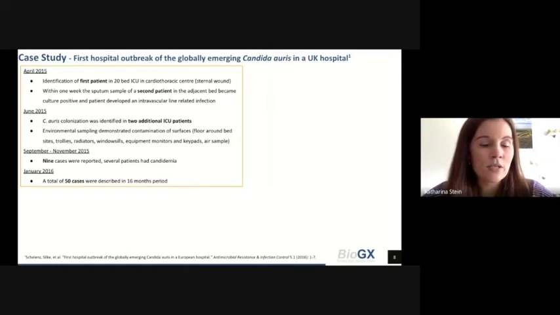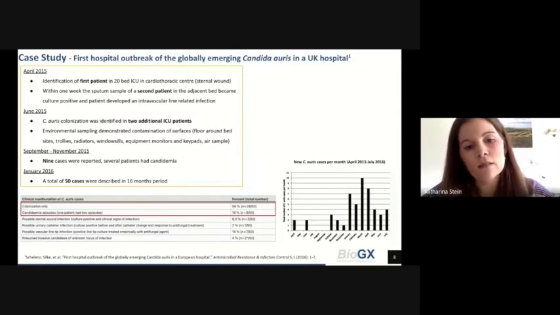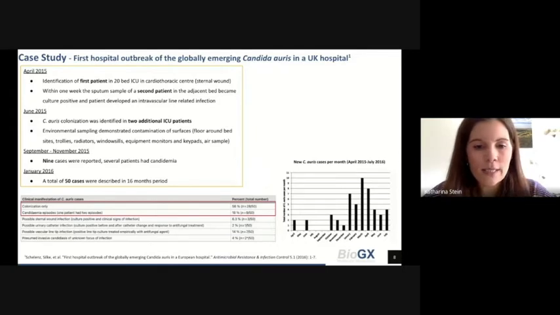And then by January 2016, a total of 50 cases were described in the 16 months period. I know it's not properly readable here, but just to highlight that 50% of patients, it was colonization only, so they didn't develop an active infection or a disease. And then for about 20% of patients, they had candidemia. And then the graph on the right, you can just see the Candida auris cases per month in that healthcare facility during the time of the outbreak. And you can see that, I guess, probably by April or May, the cases are starting to level off.